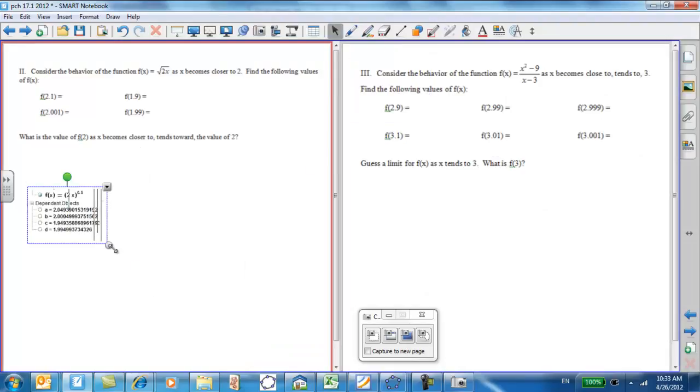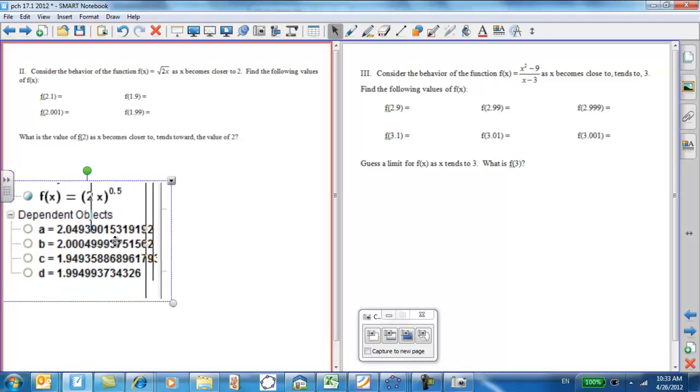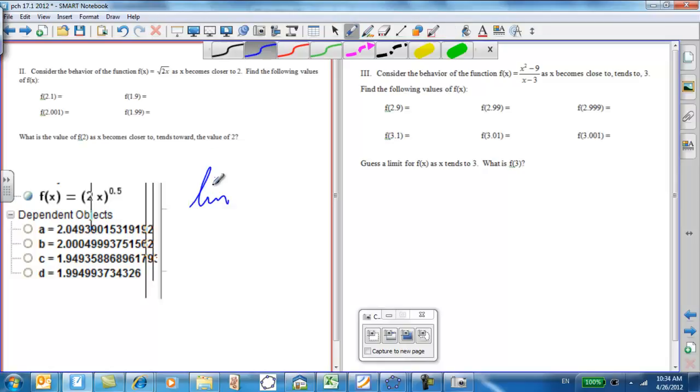Now let's ask the next question then. What's the limit as x approaches 2 of the square root of 2x? Looks like from points to the right of 2 we're getting closer to 2, and for the left of 2 we're getting closer to 2. So we get 2 there.